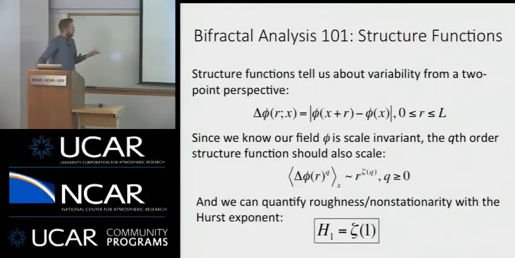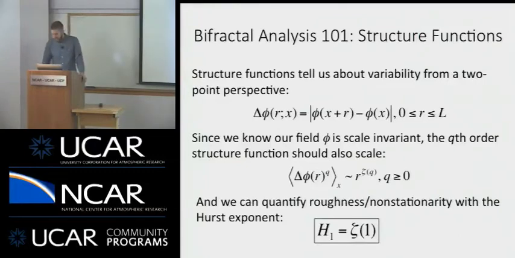So since we know that our field is scale invariant, and in this range of spectral slopes that allows us to apply the analysis, then the qth order structure function should also scale. So now if we take the average over all of the points in our time series or in our field, they should scale with this family of values zeta q. And then we can get to quantifying the roughness or non-stationarity with the Hurst exponent, which is just the scaling exponent of the first order structure function.